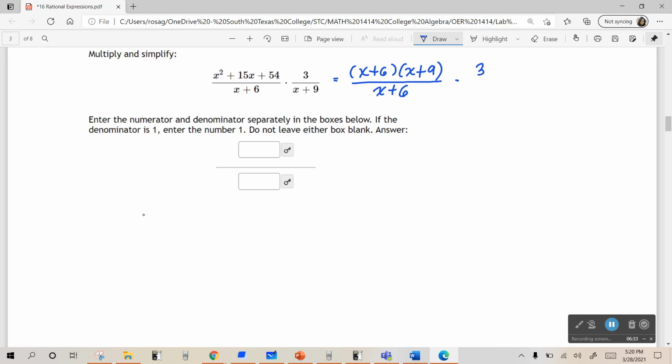Now we already had this. This over here, I'm just copying from here. And then once you have them like that, you're just going to cancel what is the same. So what we end up with is just a 3. But remember here it says don't leave blank boxes, so you can put 3 and then put a 1 in the bottom. If everything cancels, put a 1.